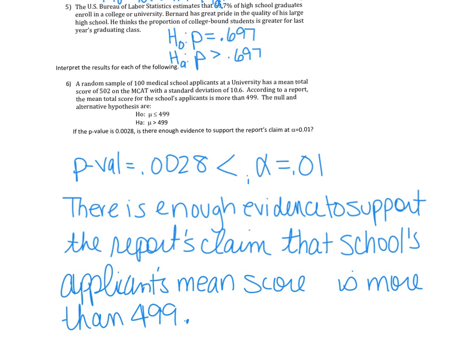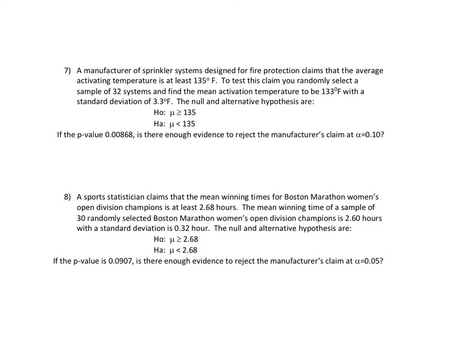In this case, okay, number 7. A manufacturer of sprinkler systems designed for fire protection claims that the average activating temperature is at least 135. So, just to review this, at least would be greater than or equal to, which is why H0 is greater than or equal to. Test this claim, you randomly select a sample of 32 systems and find the mean activation temperature to be 133 degrees with a standard deviation of 3.3. There's your null and alternative hypothesis.